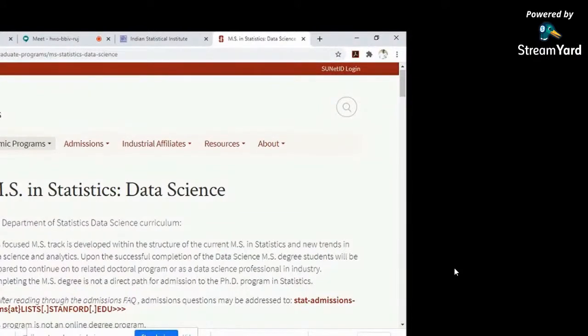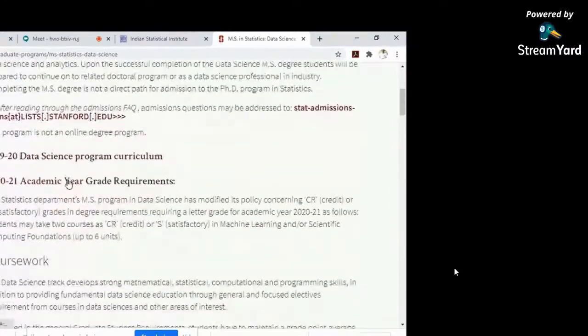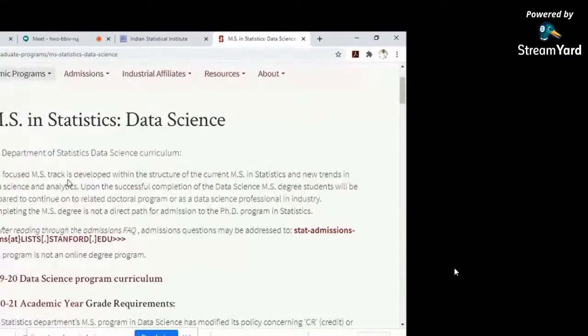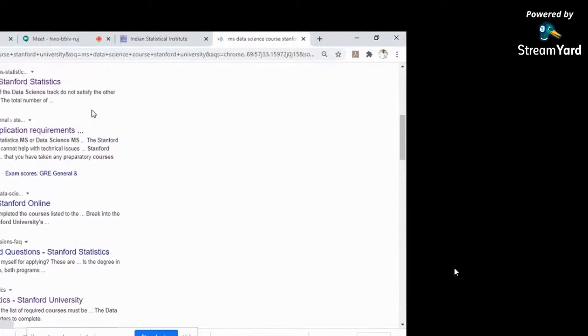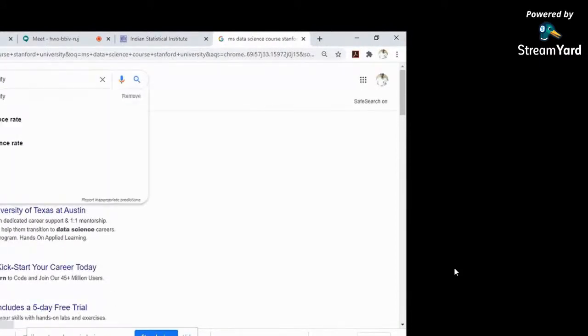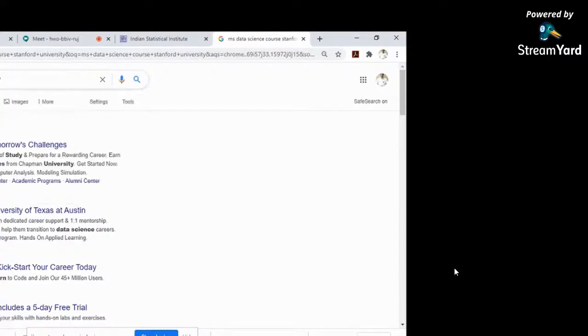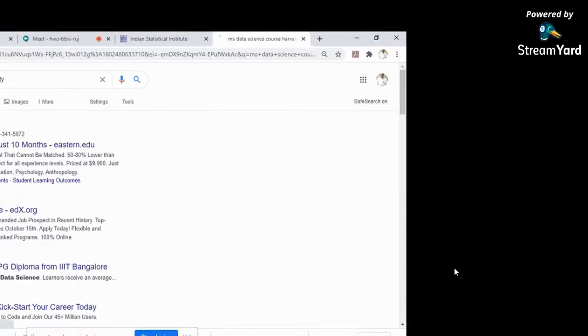So likewise, you can see hundreds of universities in America have started the data science course. So that much importance is given to the joint effect of statistics and computer. Okay, let us look at another university like Harvard University. Yeah, you can see Master of Data Science, MS in Data Science.